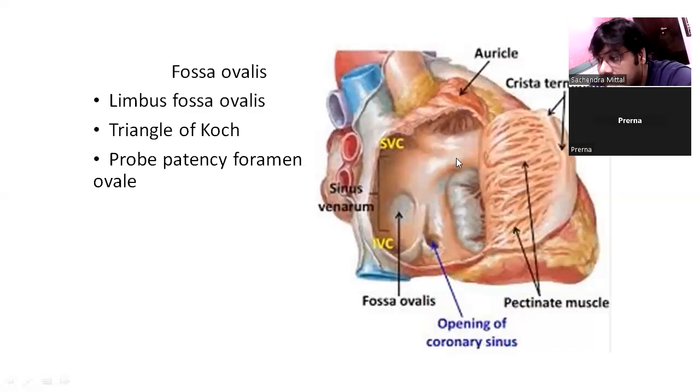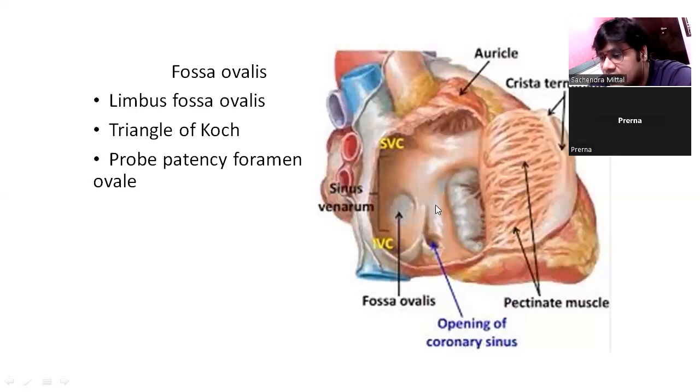This is the endocardial cushion. Endocardial cushion means the cushioning part of the endocardium, the inner layer of the heart. This is the endocardial cushion, which is also known as the tendon of Todaro. So this triangle has to be formed. This triangle is called the triangle of Koch.